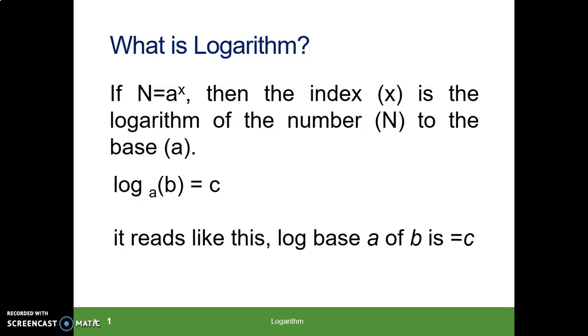Thus, the log of a number is defined as the index of the power to which a base is raised to equal the number.